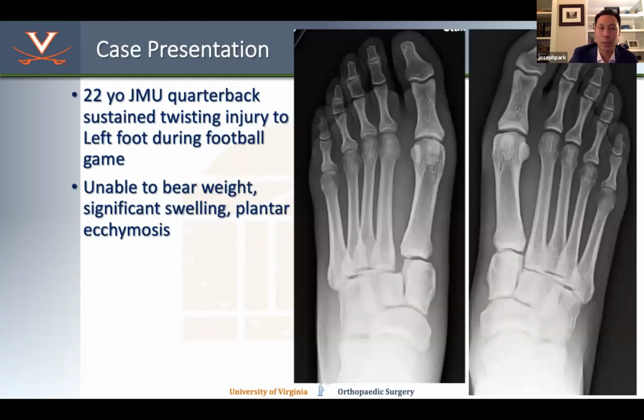So here's a case presentation of mine, a 22-year-old JMU, that's James Madison University, quarterback. That's a school about an hour from Charlottesville, who sustained a twisting injury to his left foot during a football game. He was unable to bear weight, although he did try to come back in that game. He had significant swelling and plantar ecchymosis. And you can see on this x-ray, this is a comparison view, that this left second metatarsal is displaced probably 4 millimeters or so laterally, okay?